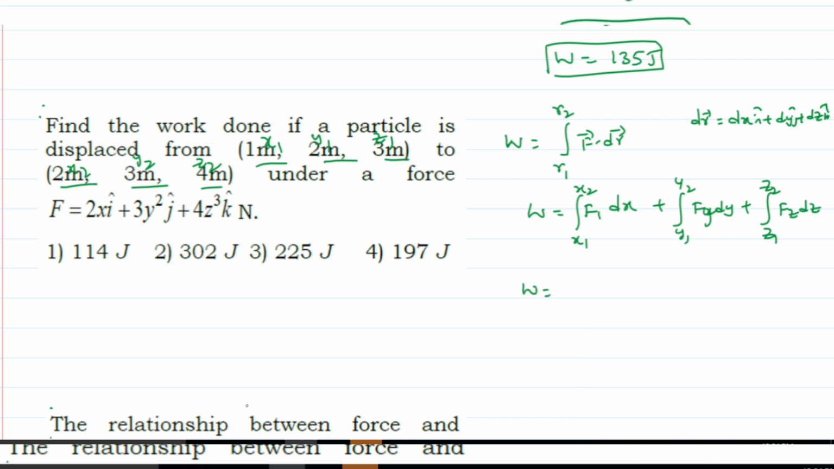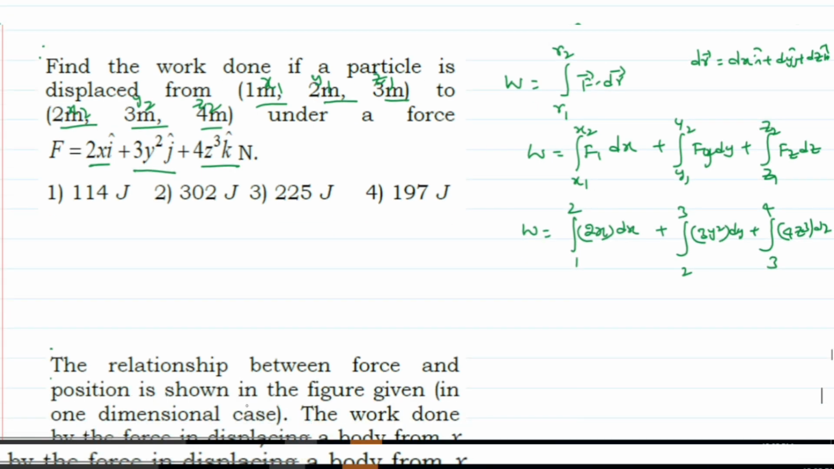So now you have to integrate. Here for the x component, the force is 2x into dx, between the limits 1 to 2, plus for y, with limits 2 to 3, Fy is given as 3y square, so 3y square into dy, plus with integral limits 3 to 4, Fz is given as 4z cube, so 4z cube into dz. Now just put the values by doing the integration.